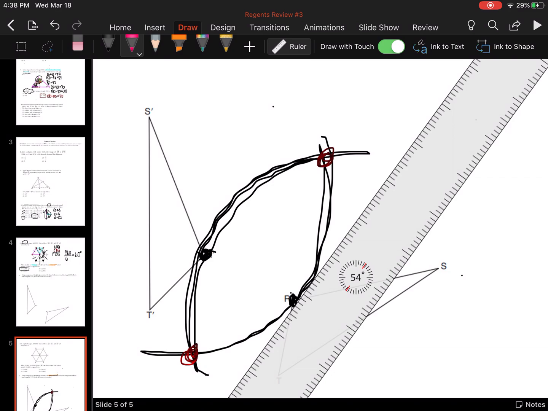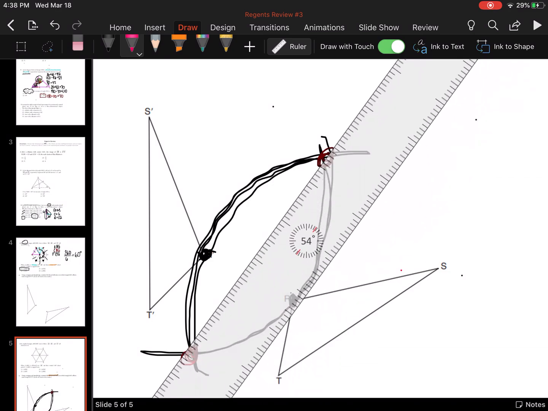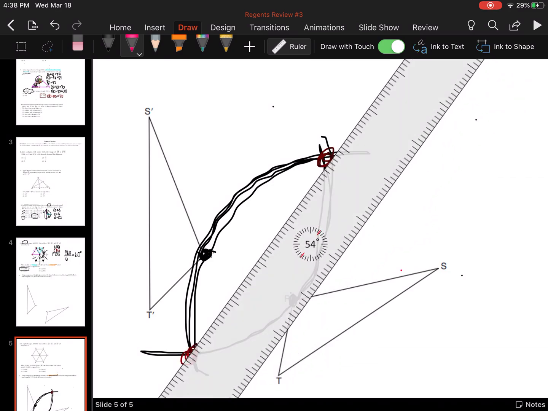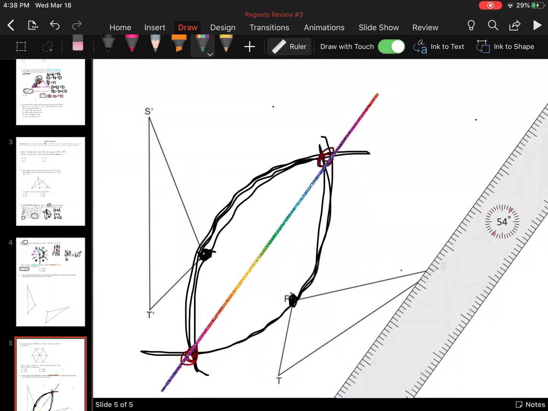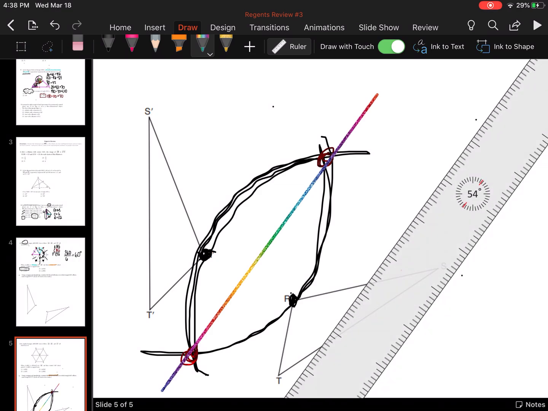Connect these. Unfortunately, PowerPoint doesn't have a compass just quite yet. Maybe in the future they will. You would connect those 2 points of intersection. And this line right there is your line of reflection. Now, it wouldn't matter which corresponding points you connected. They would all end up being the same line of reflection. I chose the 2 closest to each other to make the circles fit. It doesn't matter. You would get that same answer anyway.